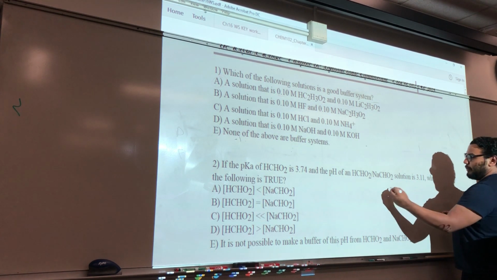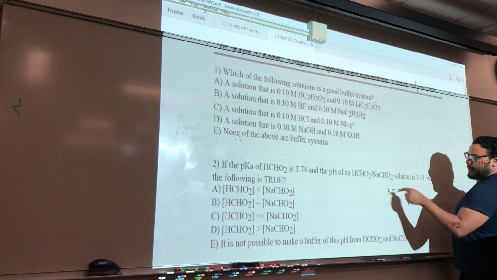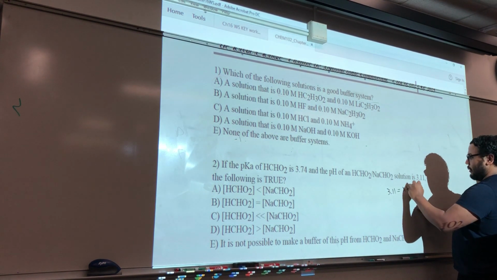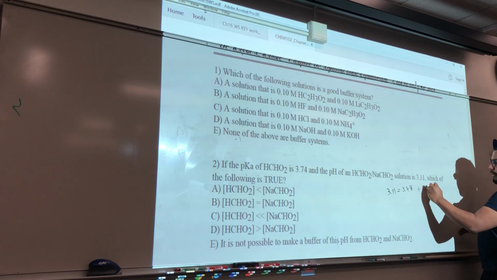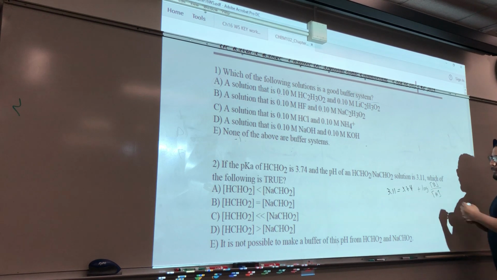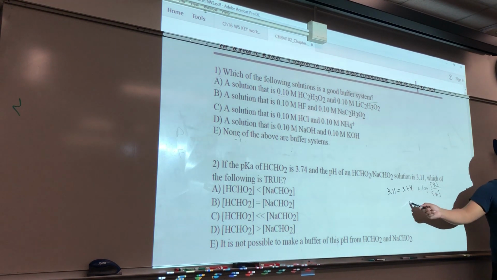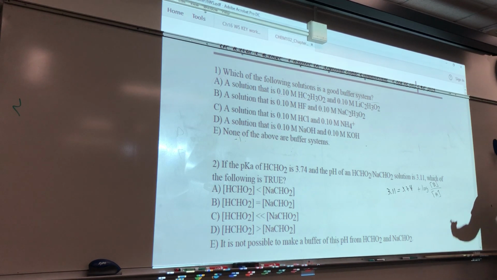So pH in this case is 3.11, equal to pKa, which is 3.74, plus the log of base over acid. It needs to lower it. There's more acid in it. Yeah, it makes sense, right? This right here is clearly a smaller number than this one. So to bring it down, we need to make it more acidic. Does that make sense? How do you do that? You add more of the acid. So which one is it?